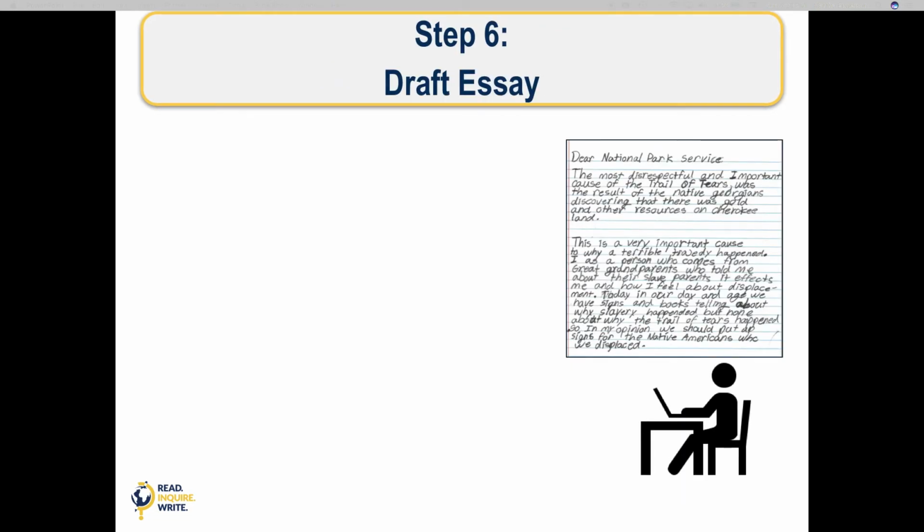Then in step 6, you're ready to write your letter and respond to the central question: what is an important cause of the Trail of Tears that people should know about today? Be sure to use the sources you have read to write your response and create the strongest argument.